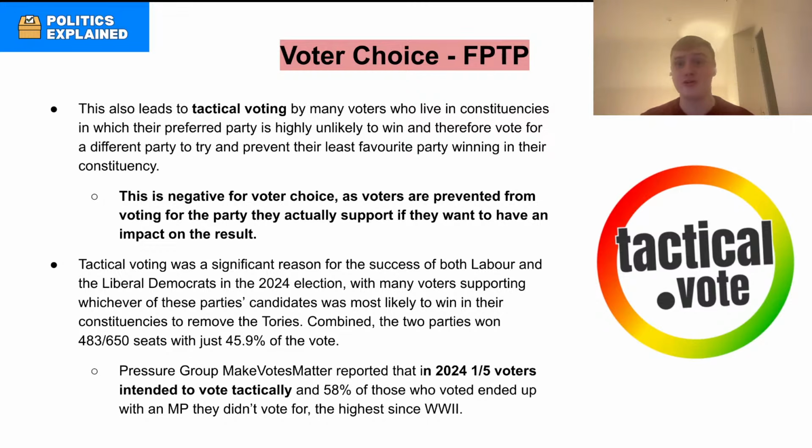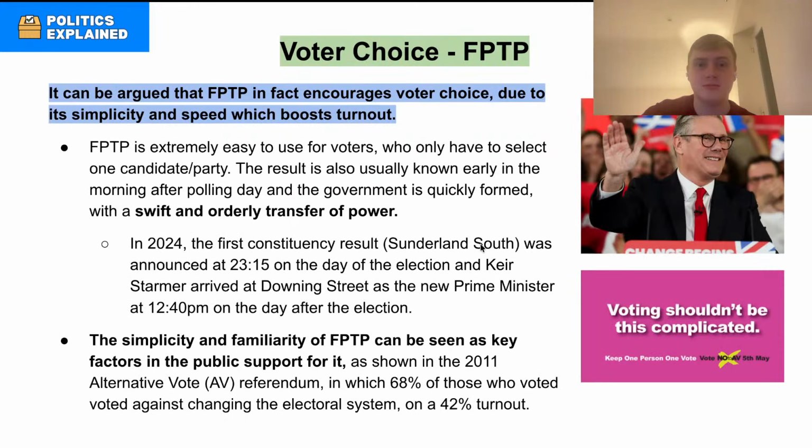And that's poor for voter choice because that means that voters, in order to try and have an influence on the outcome, are realising they can't actually support or vote for the party they truly support. Tactical voting was big in the 2024 election. It's estimated that a fifth of voters in 2024 intended to vote tactically, and it was actually a really key reason why Labour got such a big majority, as there was really strong tactical voting between Labour and the Liberal Democrats.